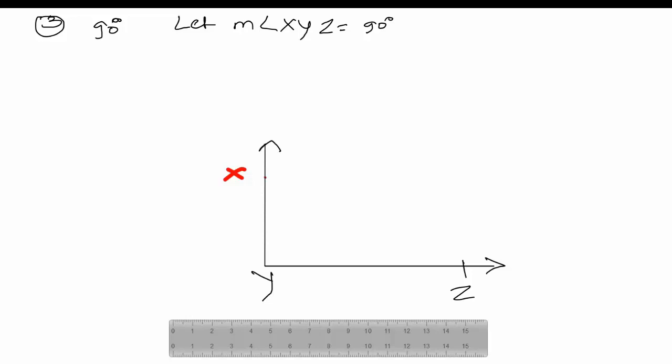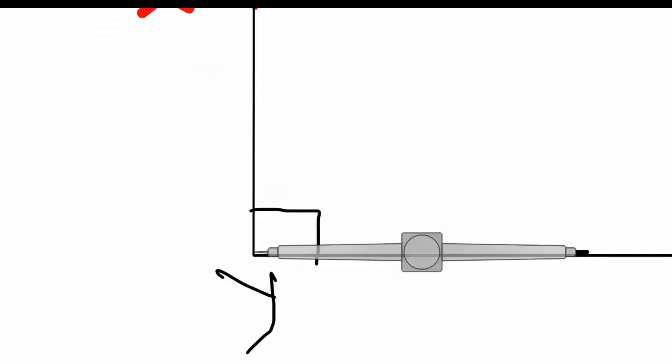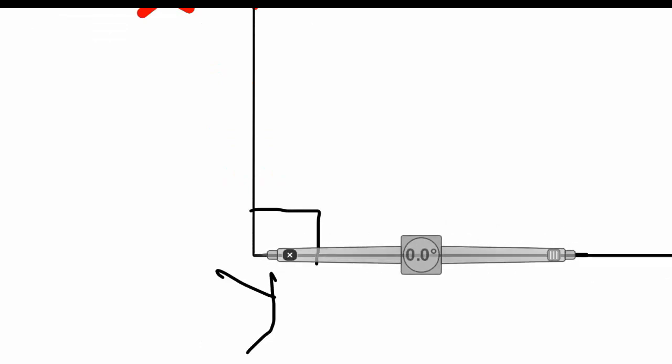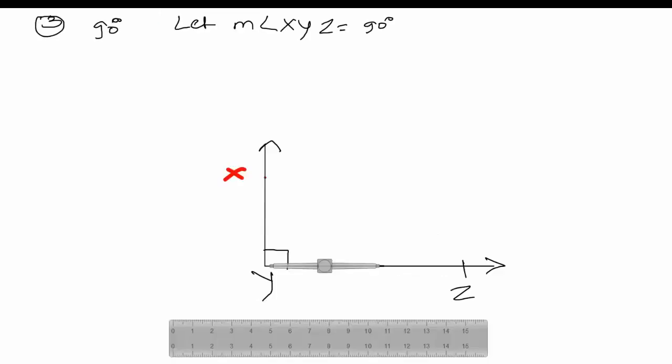It is measure of angle XYZ is 90 degrees. Then bisect the angle. To bisect the angle, we use compass. Put the compass on point Y as shown in the figure. Pointed tip of the compass put here and draw the circular arc.